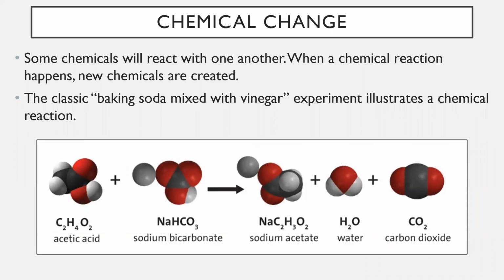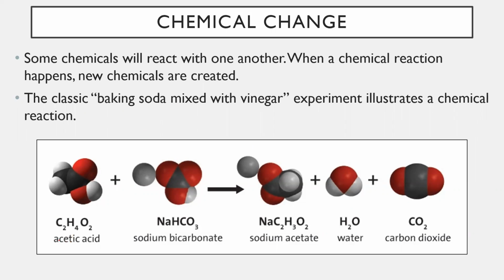Chemical change. Now, some chemicals will react with one another. When a chemical reaction happens, new chemicals are created. That's really, really important. We'll get into chemical reactions later, of course, but a chemical reaction is just when chemicals react with each other and it forms something new. The atoms that make it up, in other words, the individual elements that make up those things that went into that chemical reaction, are still present. They're just rearranged, okay? So the classic baking soda mixed with vinegar experiment, often used in elementary school volcano demos and all that, illustrates a good example of a chemical reaction, right?